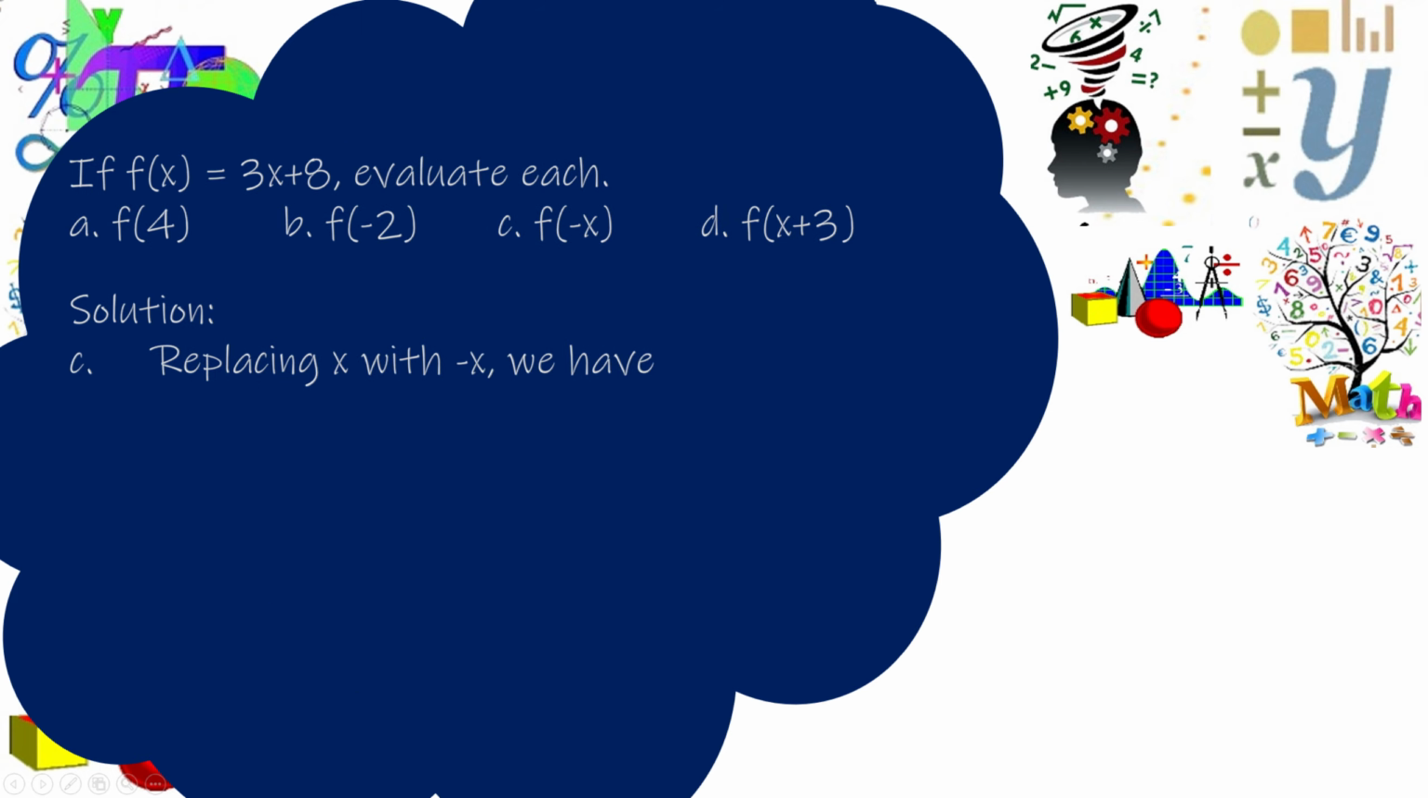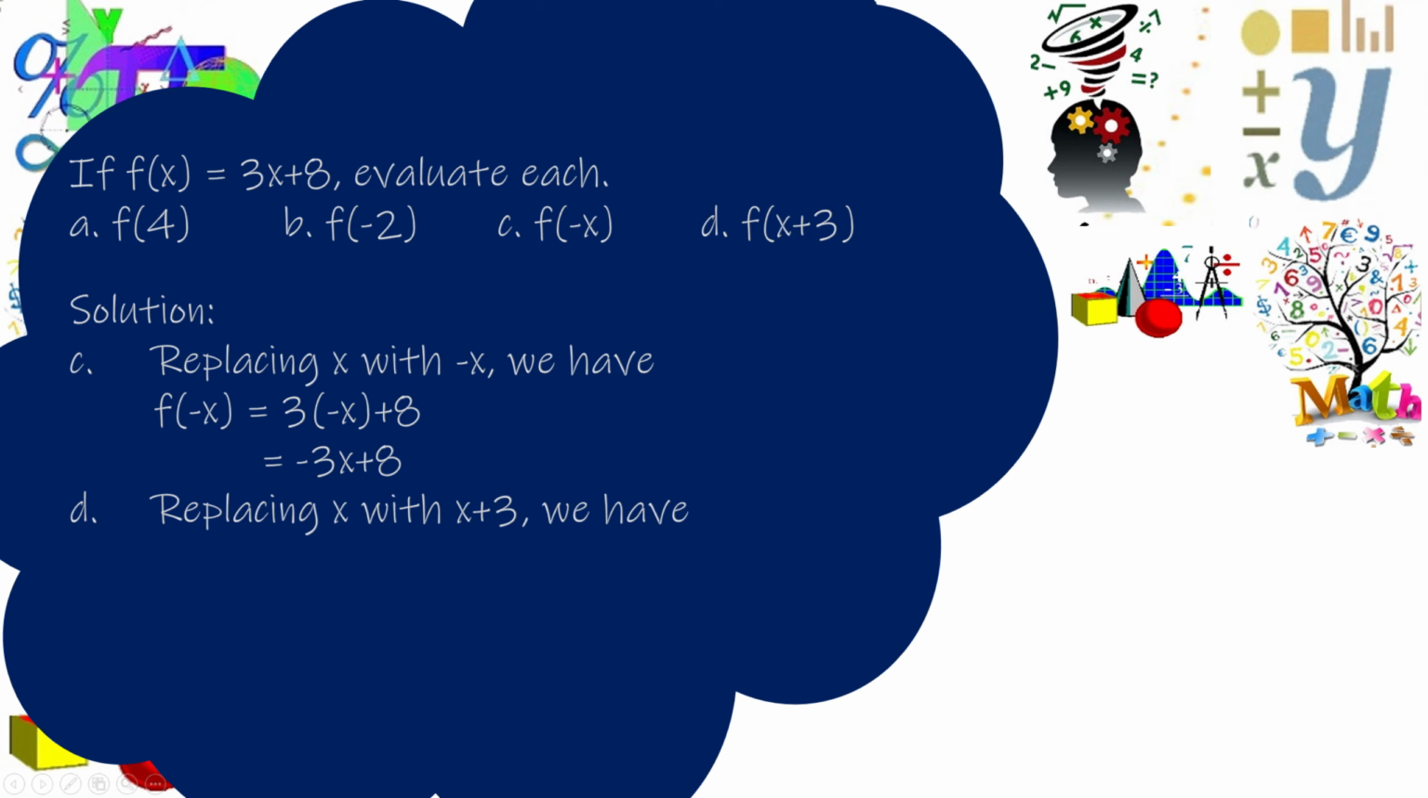Let's have the solution for letter C. Replacing x with negative x, we have f of negative x equals 3 times negative x plus 8, equals negative 3x plus 8. Letter D. Replacing x with x plus 3, we have f of x plus 3 equals 3 times the quantity of x plus 3, plus 8. Using the distributive property of multiplication, 3 times x is 3x and 3 times 3 is 9. Combining like terms, f of x plus 3 equals 3x plus 17.